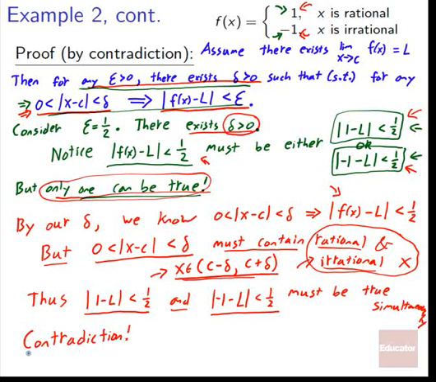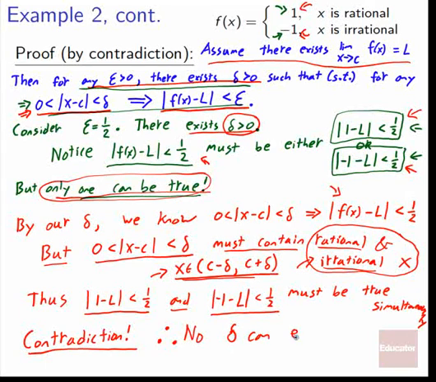And because we know everything else in our logic was flawless, except for our assumption that there existed some limit, we know, therefore, no delta can exist that will satisfy epsilon equal to 1/2, so no limit can exist. And we have completed our proof.